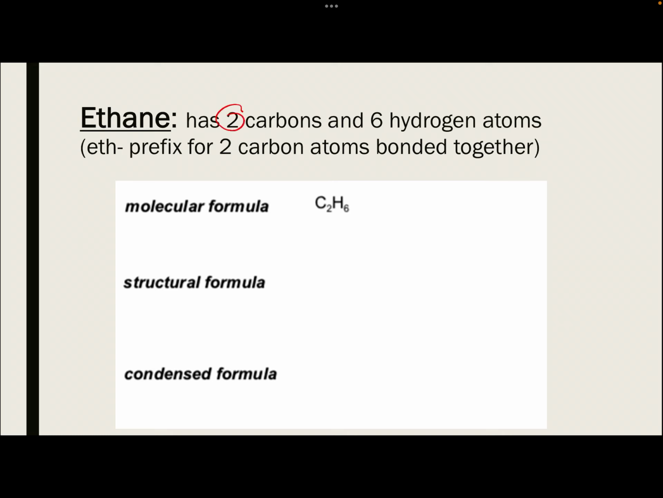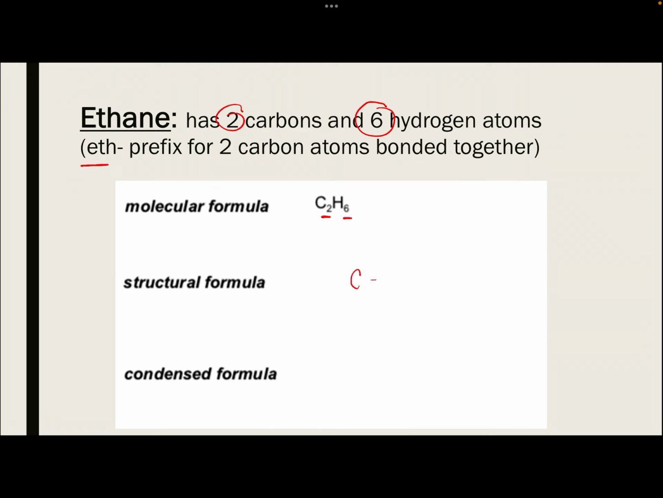So here we have ethane. It has 2 carbons. You can see here we have 2 carbons and 6 hydrogen atoms. Eth here is a prefix for 2 carbon atoms that are bonded together. So the molecular formula would be C2H6.